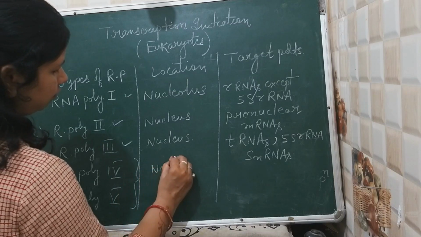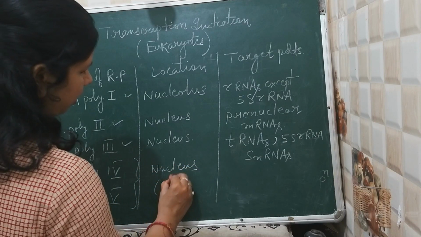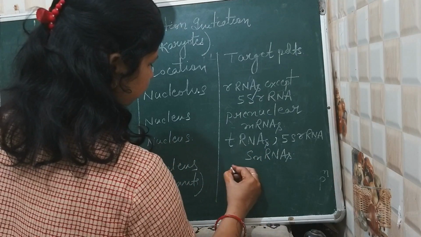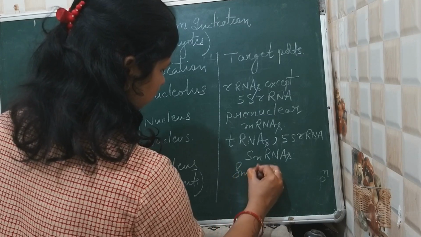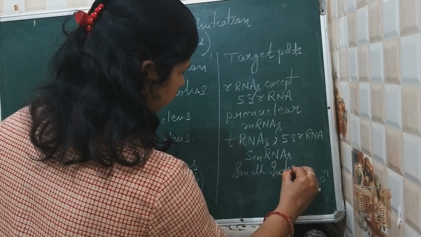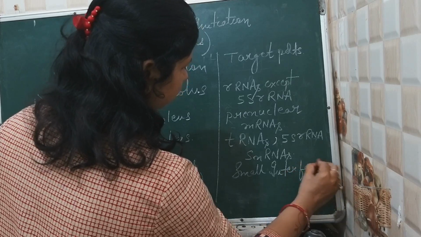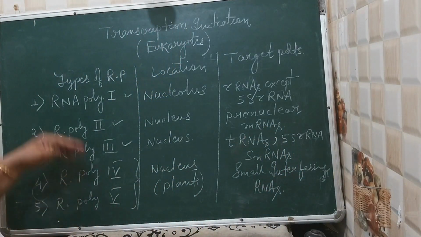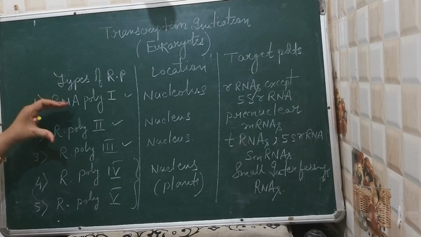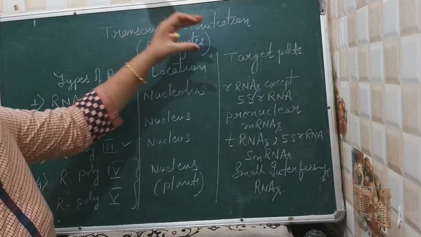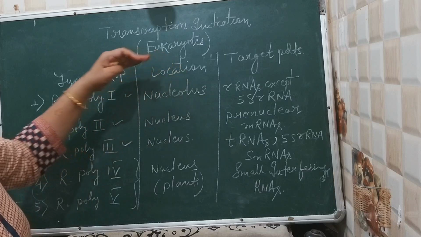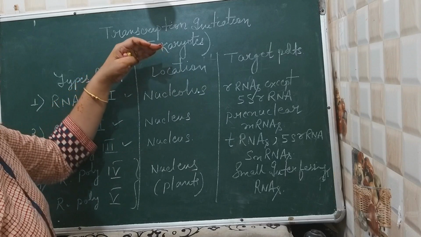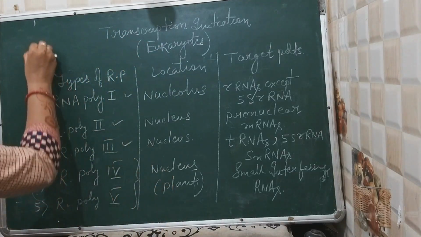These are also found in the nucleus in the case of plants, and they mainly synthesize small interfering RNAs. So these are the types of RNA polymerase, their location and their target products. These are the different RNA polymerases along with their functions in eukaryotes.